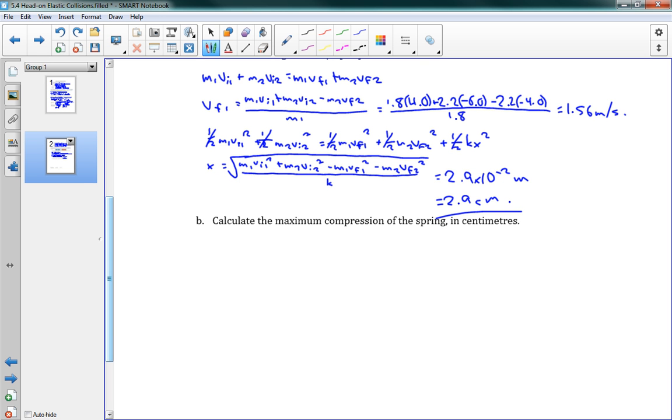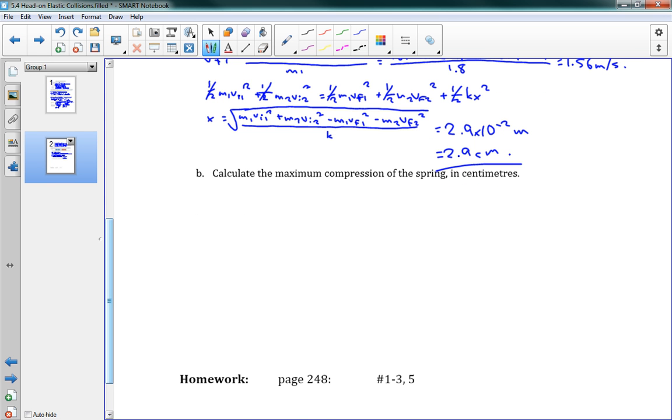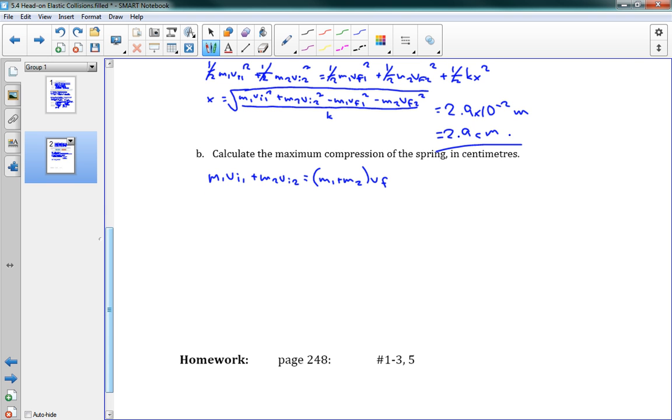Okay, now we want to calculate the maximum compression of the spring in centimeters. So what's the maximum it compresses? We can use simplified equations. The final velocity vf is going to be the same for both objects, so I can use that in my momentum: m1 vi1 plus m2 vi2 is equal to m1 plus m2 times vf. When the spring's at its max compression, they're moving at the same velocity. So I can find what that velocity is.